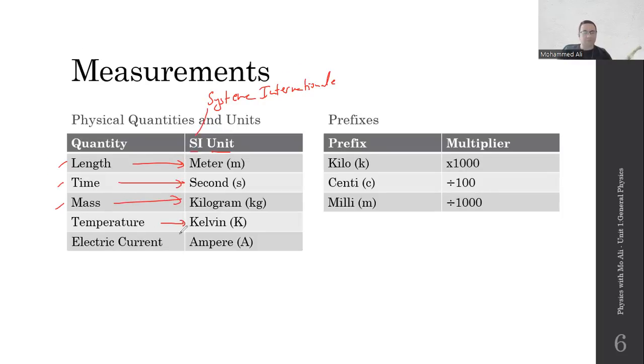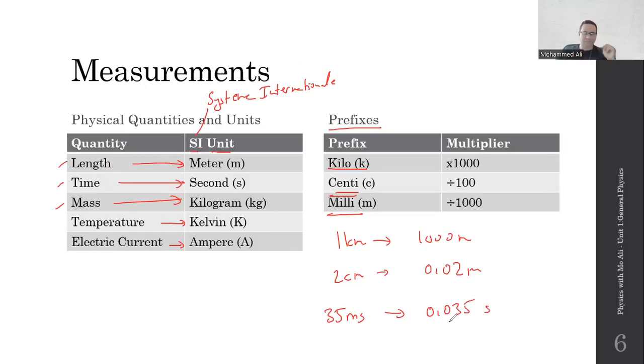Temperature and electric current are in Kelvin and ampere, but these are in Unit 2 and Unit 4. We'll discuss the difference between Kelvin and Celsius later. There are lots of prefixes when it comes to these units. The three most common prefixes are kilo, so 1 kilometer, for example, is 1,000 meters. Centi, which is divided by 100, so 2 centimeters is 0.02 meters. Do you see what I did? I divided by 100. And milli, so let's say you have a time of 35 milliseconds. So you divide by 1,000, to get 0.035 seconds.